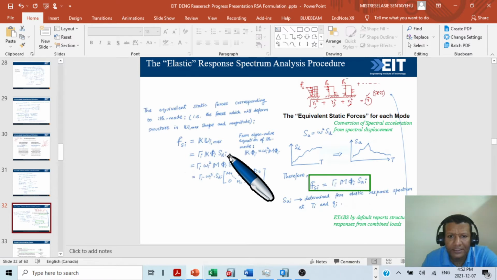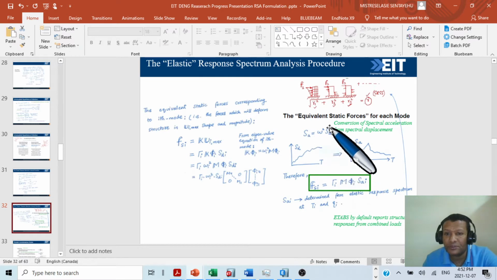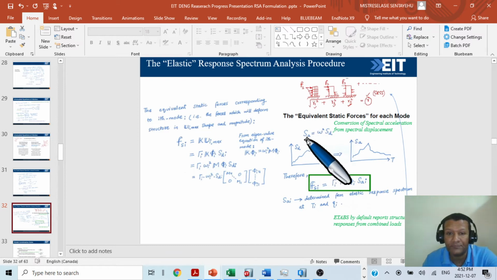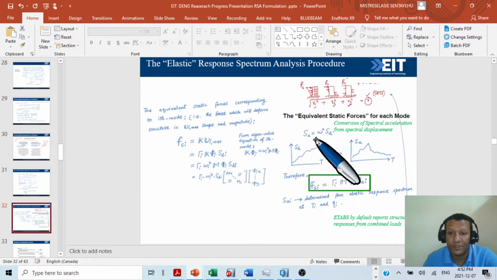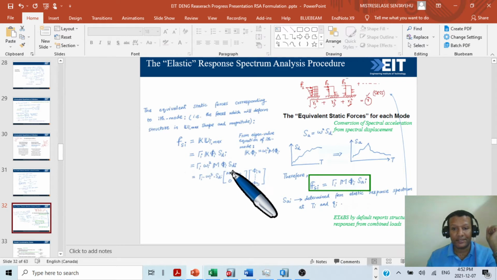This one step we have seen in the previous slide. Once we have the spectral displacement, we multiply by omega square and change it into pseudo acceleration, S A. So the same thing we are doing here. Once we have S D, we multiply it by omega square, so omega square times S D i. This is S A. S A will be omega square S D i. That's how we find it here.